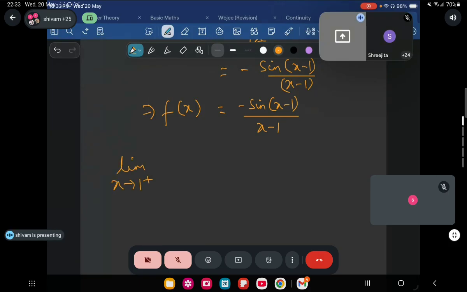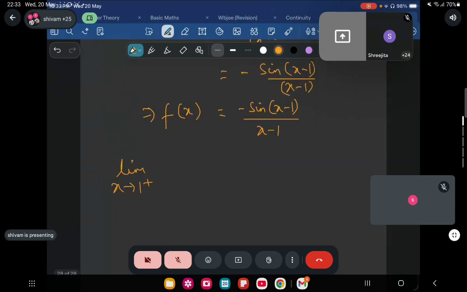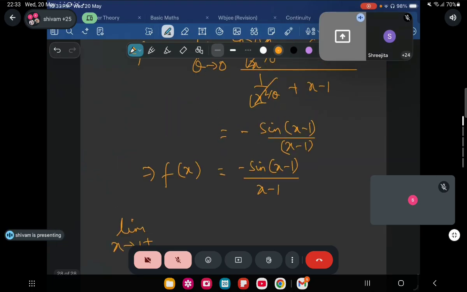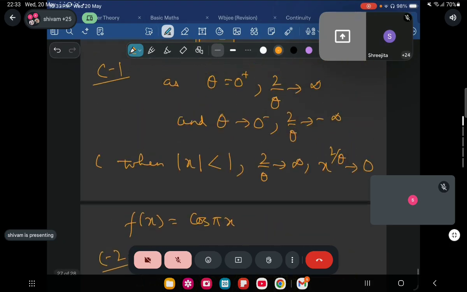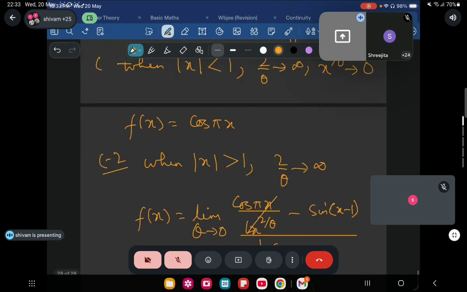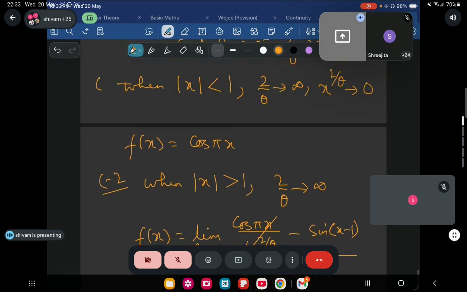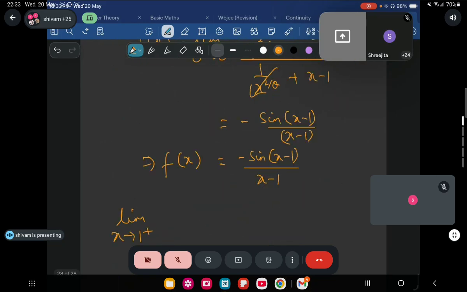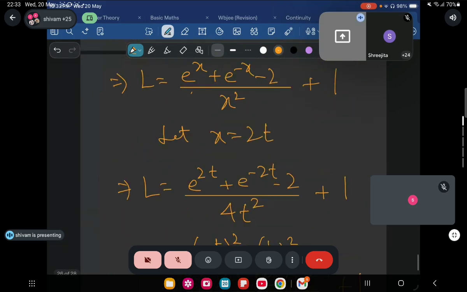So limit x tends to 1 plus. But over here, see, f of 1 is not even defined. Right? In this case, f of 1 is not defined. And f of minus 1, we have to check f of minus 1. F of minus 1 is cos of minus pi. So f of minus 1 can be possible.